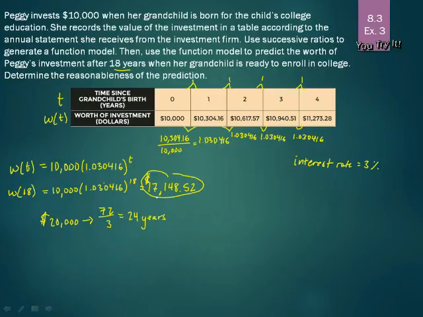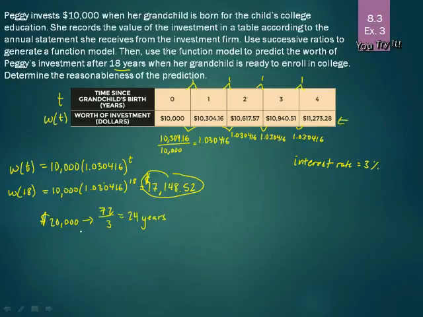And so 17,000 would be reasonable, because we definitely know that at 18 years it's going to be less than 20,000, but it'll be much more than $11,273, because that's only when t equals 4, so only at 4 years. So it's going to be much closer to 20,000. And so this is a reasonable prediction.